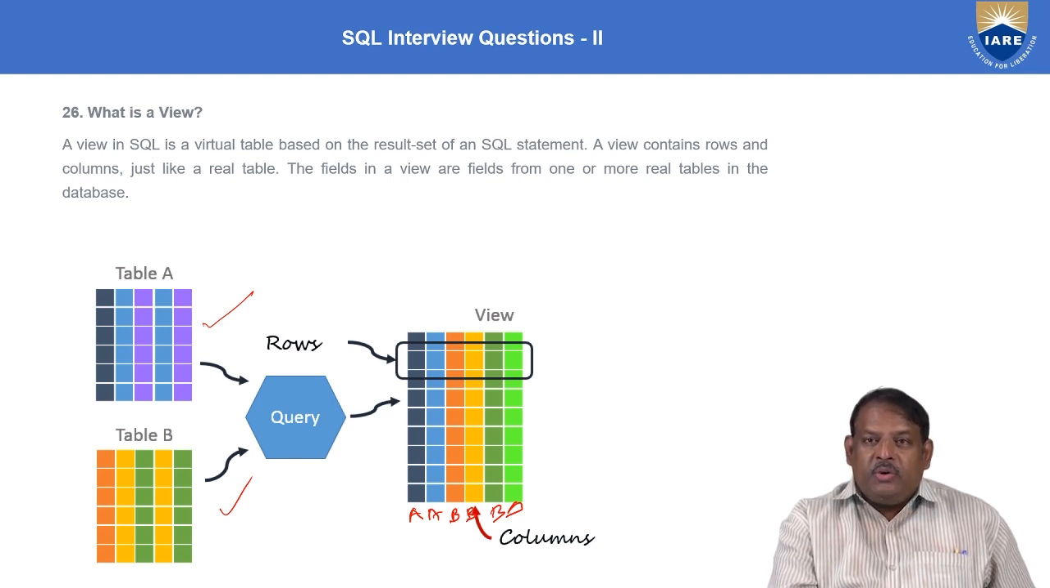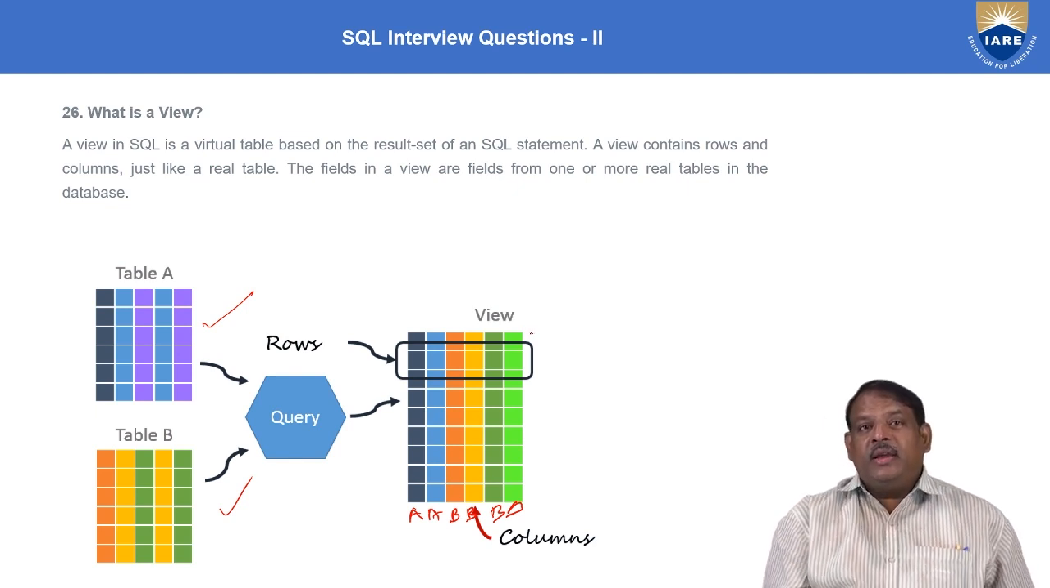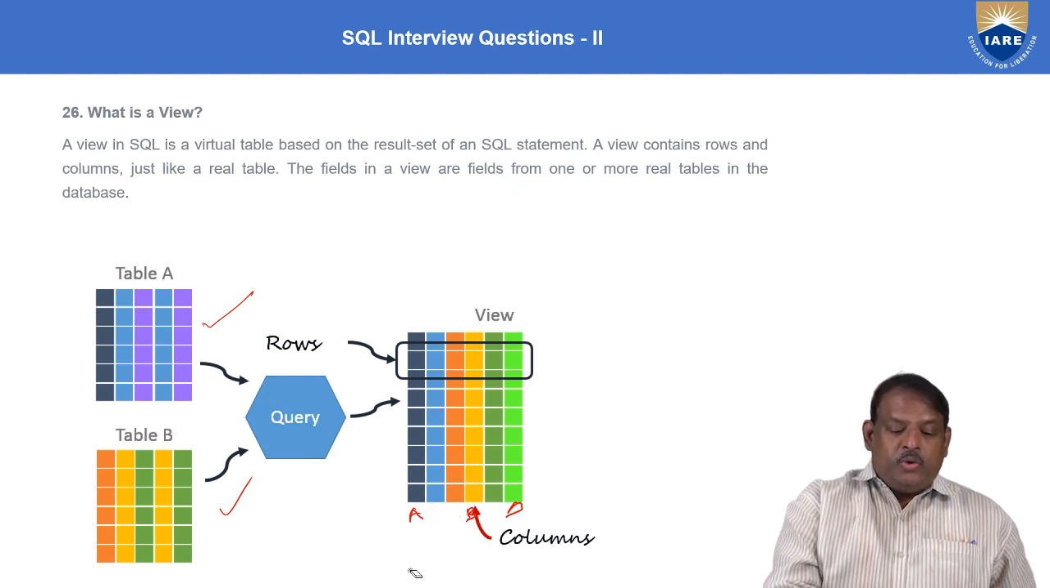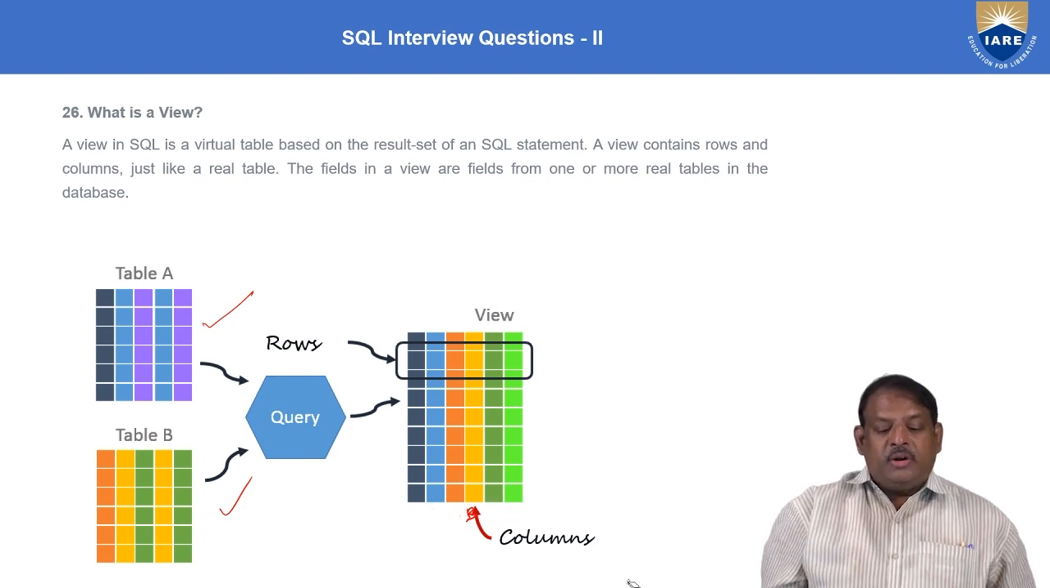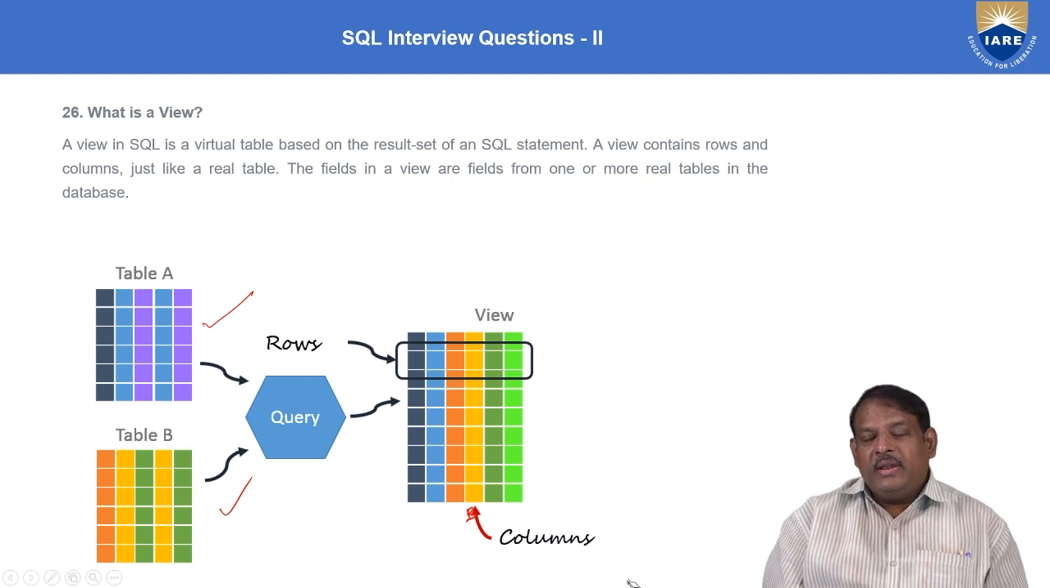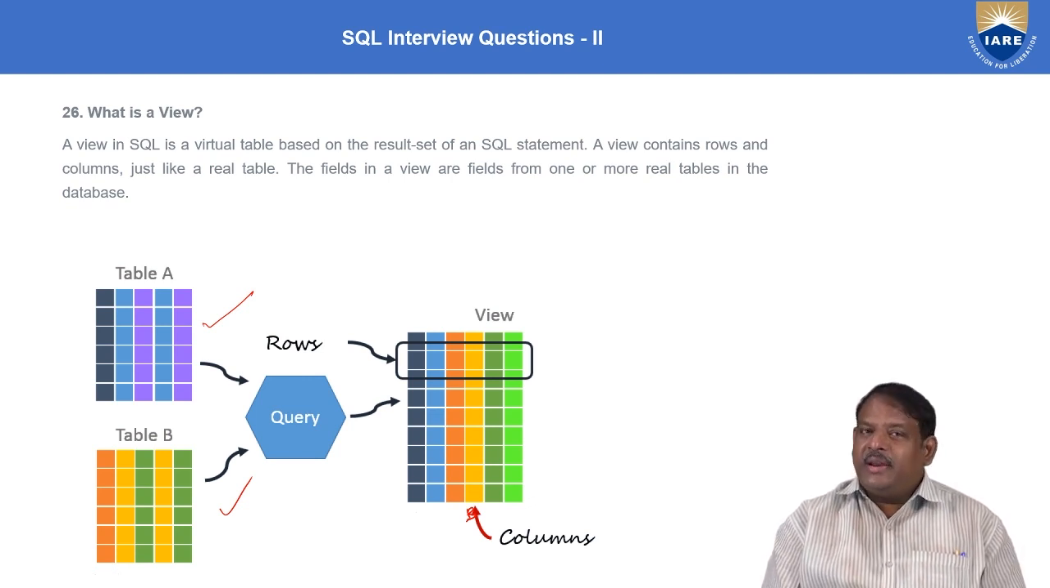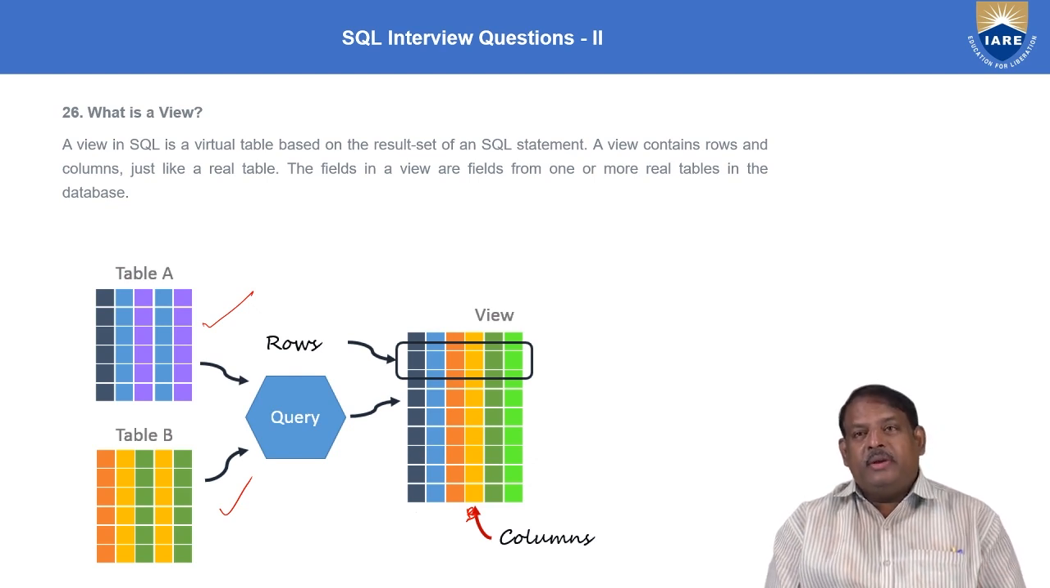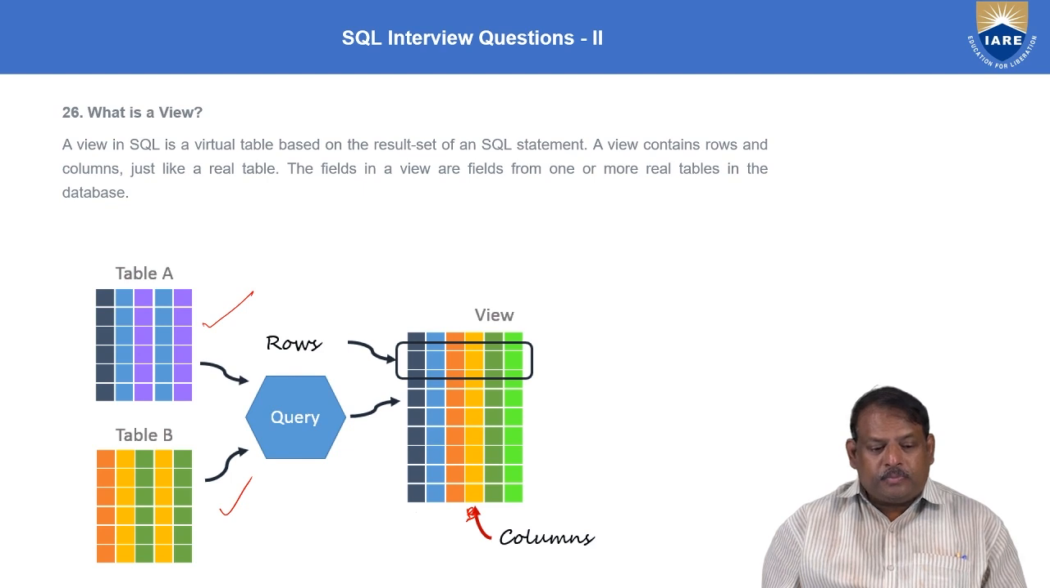Going forward, suppose you don't have access to a table, but you have access to the view. Still, you can see the data in that view. So a view is a virtual table based on the result set of an SQL statement. A view contains rows and columns just like a real table. The fields in the view are fields from one or more tables in the database.